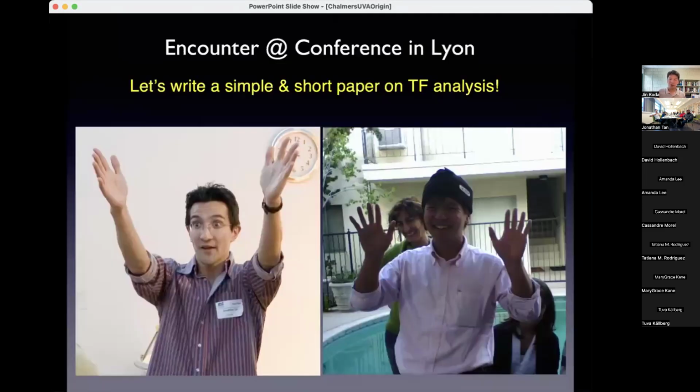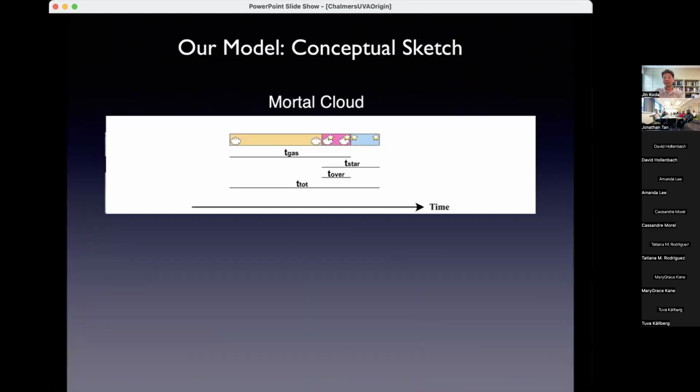So that's the situation right now. And last year, Jonathan and I encountered each other at one of the conferences, the one in Lyon, I think, and we decided to write a simple short paper on the tuning fork analysis. The tuning fork paper is very long and convoluted, and we wanted to make a point in a short paper.